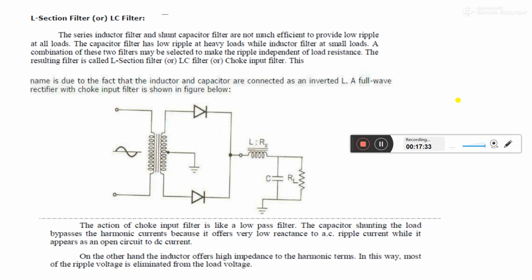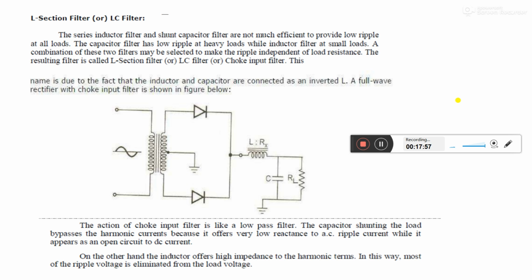A series inductor filter and a shunt capacitor filter alone are not very efficient, because why? Only one stage of filtration happens when we use a single capacitor or a single inductor. To get an efficient output, or a low ripple at all loads: the capacitor filter has low ripple at heavy loads, while the inductor filter has it at small loads.